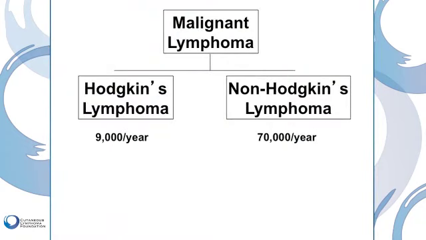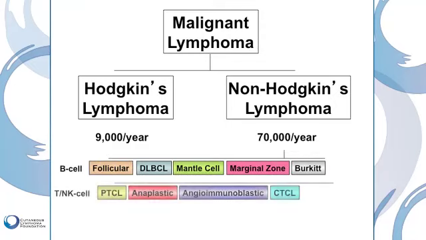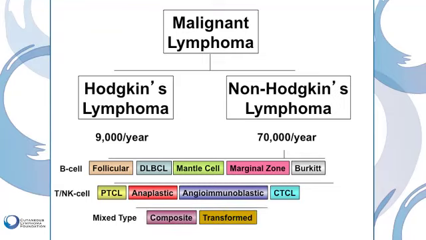Besides the classification in Hodgkin's and non-Hodgkin's, therefore, as the slide illustrates, there is a whole list of different types of B-cell lymphomas, of T and NK cell lymphomas, and then there are some mixed types of lymphoma where you have composite B and T cell, or different types of T, or a different type of B cell.